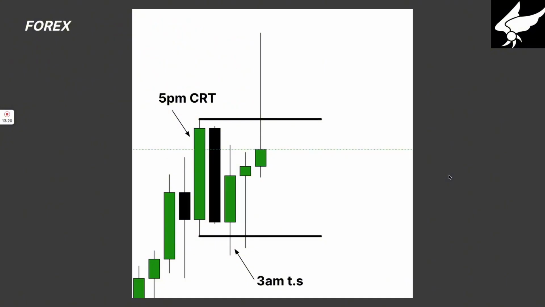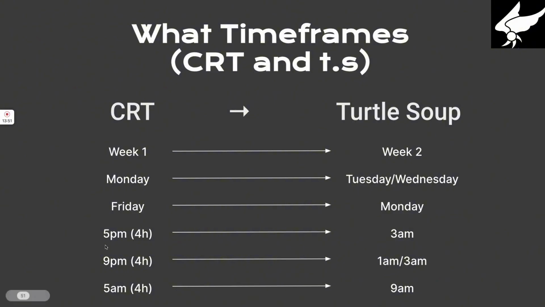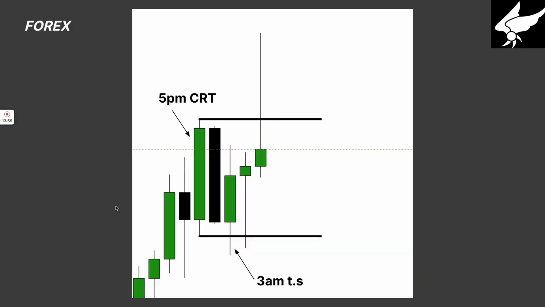So let's look at an example for Forex. CRT formed at 5 p.m. As mentioned, where is the turtle soup going to perform if we formed a CRT at 5 p.m.? At 3 a.m. As you can see, 3 a.m. turtle soup. This is a 4-hour time frame. So 3 a.m. turtle soup distributing to the opposing end of the range. If we go back, you can see 5 p.m. 4-hour CRT. 3 a.m. turtle soup.